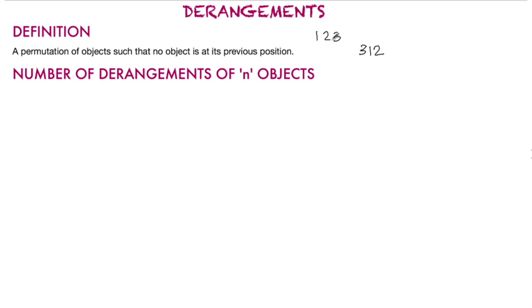Now 1 is replaced by 3, 2 is replaced by 1 and 3 is replaced by 2. Another maybe is 2, 3, 1. So 312 and 231 are derangements of 3 objects. Now it is of interest to find how many derangements there are for any given number of objects. So for example, if we have n objects, how many derangements are there? This is also an application of our inclusion exclusion principle, and we'll see why.